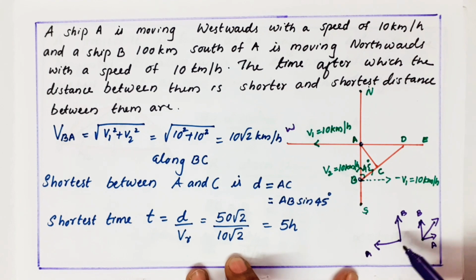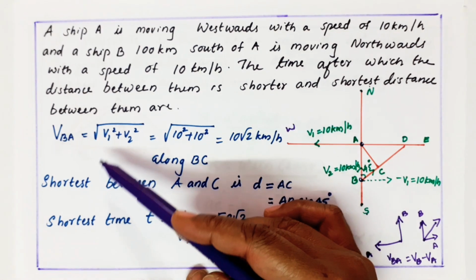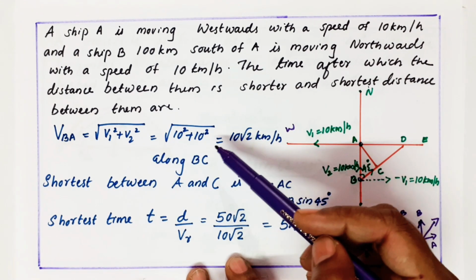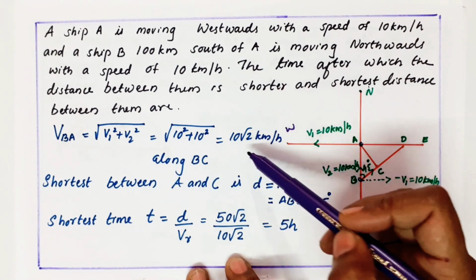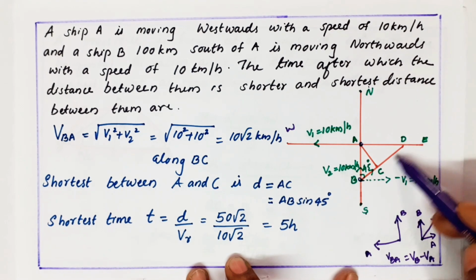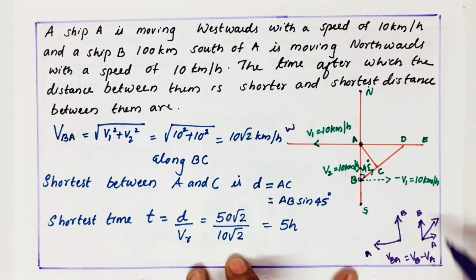So I showed you the reason: when you are taking the relative velocity of B with respect to A, the equation is VB minus VA. VB up, VA means going in the opposite direction. So we can take the resultant as root over V1 square plus V2 square, that is root over 10 square plus 10 square, that is 10 root 2 km per hour. And the direction should be along BC, in this direction. Then the next part is simple.